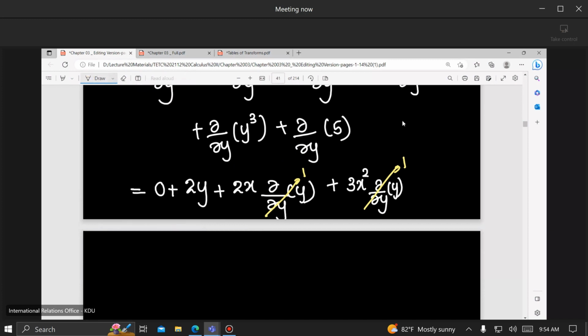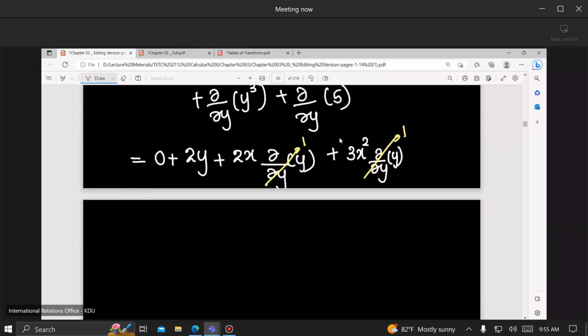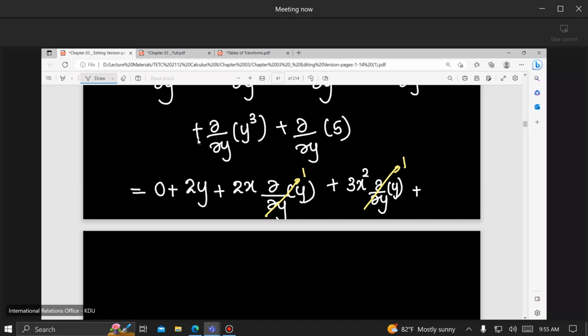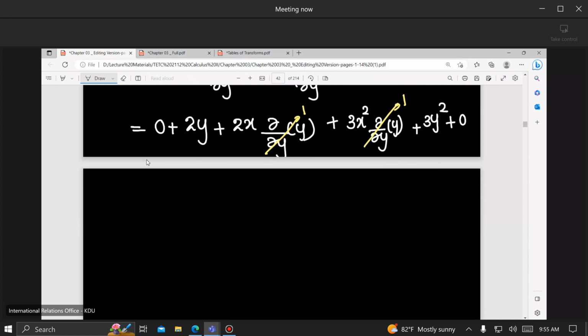Then here y to the power 3, y to the power 3 with respect to y. There are no x terms, no constant terms, so we can simply write 3y to the power 2. Here, the derivative of a constant with respect to any variable is 0. So our answer is the partial derivative of f with respect to y is equal to 2y plus 2x times 1 plus 3x squared plus 3y squared.